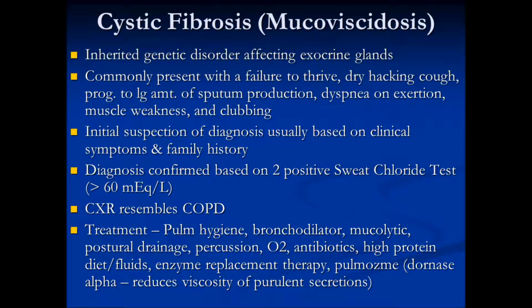Pulmozyme or Dornase alpha, you should always, always, always associate this drug with cystic fibrosis. All cystic fibrosis patients will be on Pulmozyme, and the MBRC may give you both or may give you one or the other, Pulmozyme or Dornase alpha, but as you know, it's the same drug, so make sure you know both names. And of course, that is to reduce the viscosity of the purulent secretions.